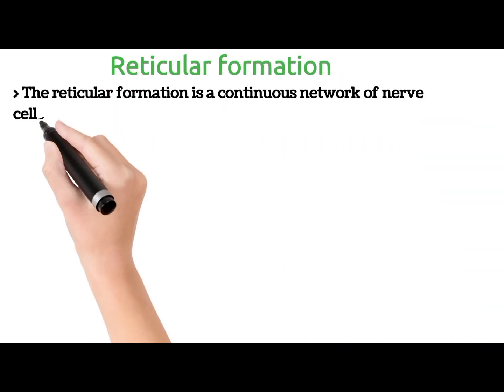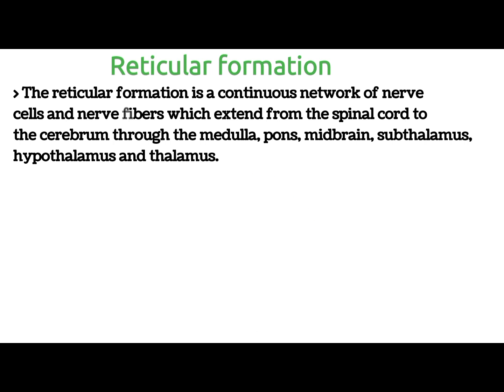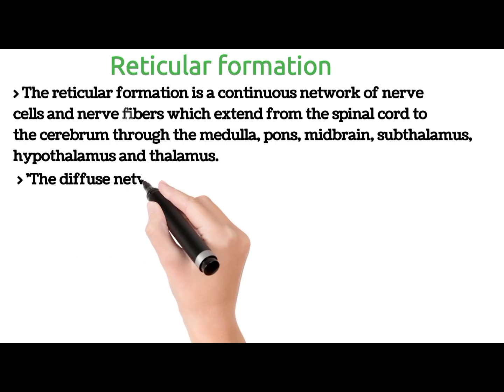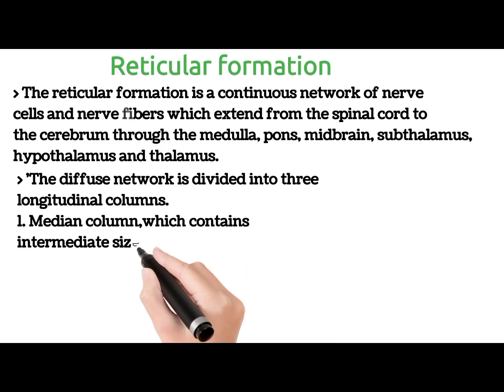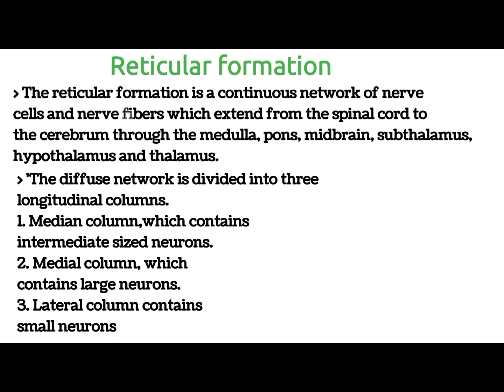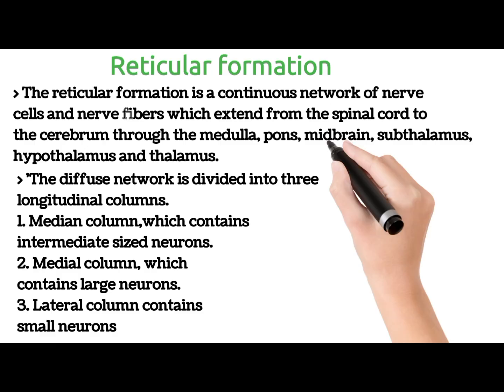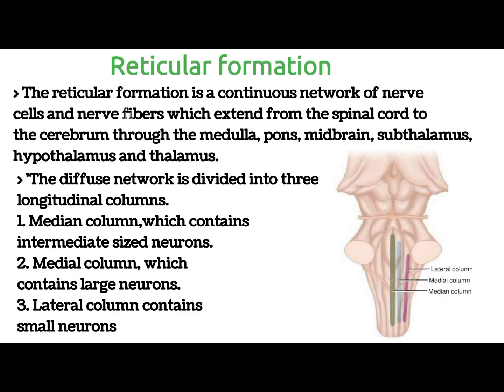Now the reticular formation. The reticular formation is a continuous network of nerve cells and nerve fibers which extend from the spinal cord to the cerebrum through the medulla, pons, midbrain, subthalamus, hypothalamus, and thalamus. The diffuse network is divided into three longitudinal columns. Median column, which contains intermediate sized neurons, medial column, which contains large neurons, and lateral column, which contains small neurons. Here you can see in the figure the reticular formation.